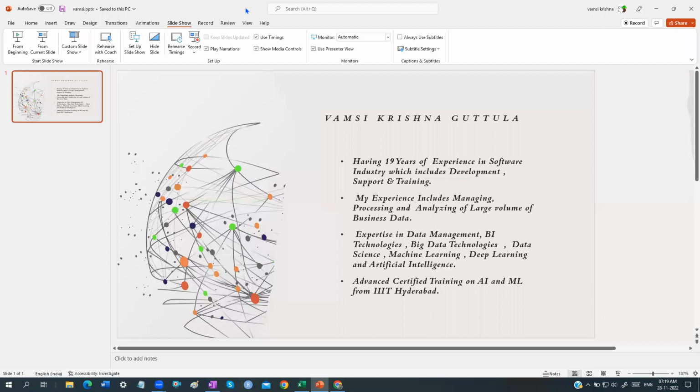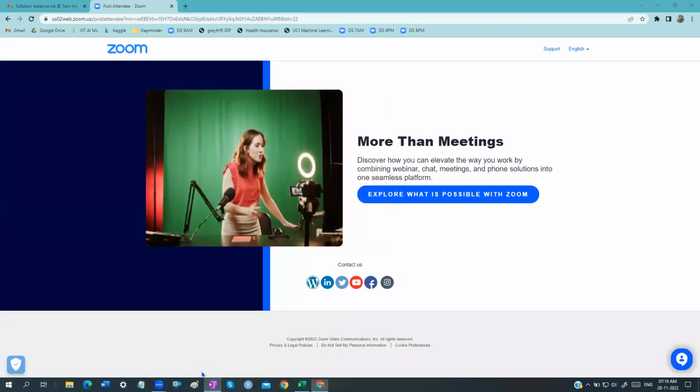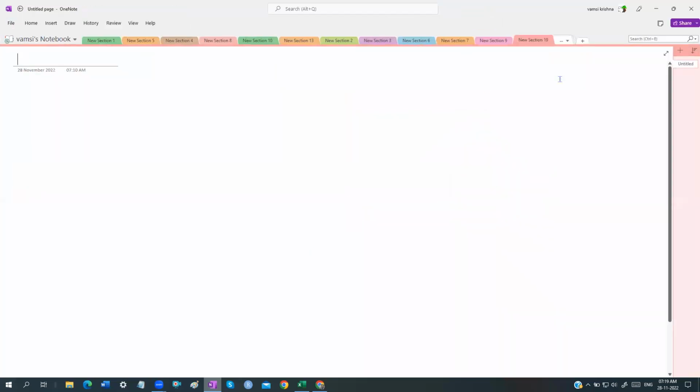Okay, so today is the first introduction part, the first demo session of the course on full stack data science. The main agenda of the demo session is basically to make you understand what exactly data science is, what we do in data science, and what the different techniques and technologies are that we are going to learn.